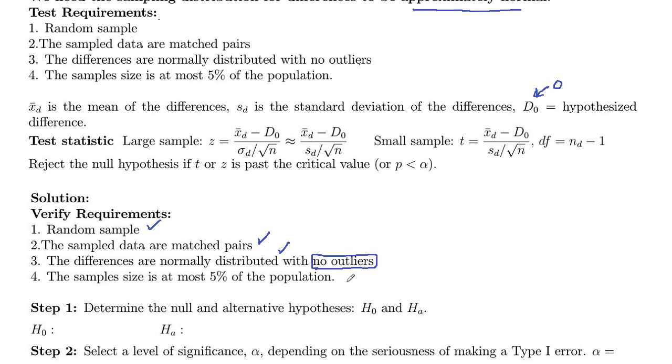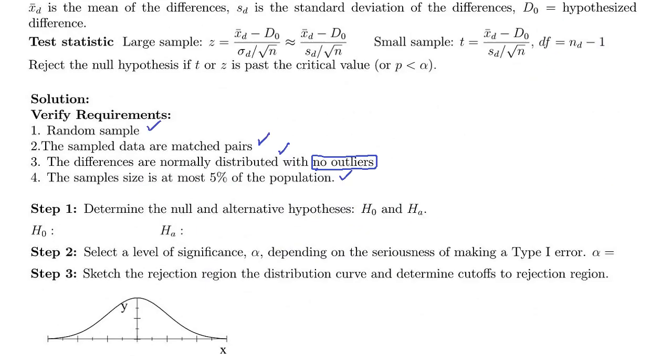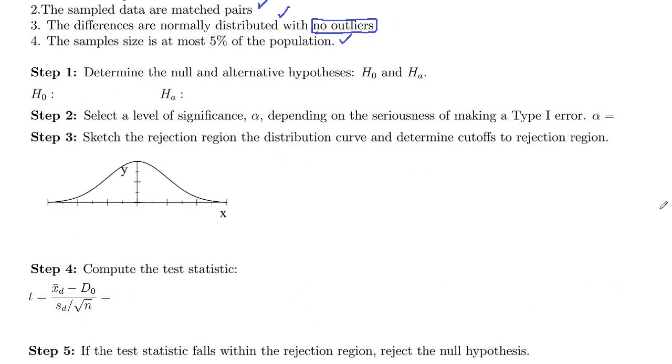Sample size is at most 5% of the population. That is also satisfied. So let's go ahead and carry out the test. Null and alternative hypothesis. If the dominant minus non-dominant is positive, then that would establish that the dominant is stronger. So that's saying the population mean of differences is greater than 0. If that's not the case, the mean of the differences will be equal to 0.